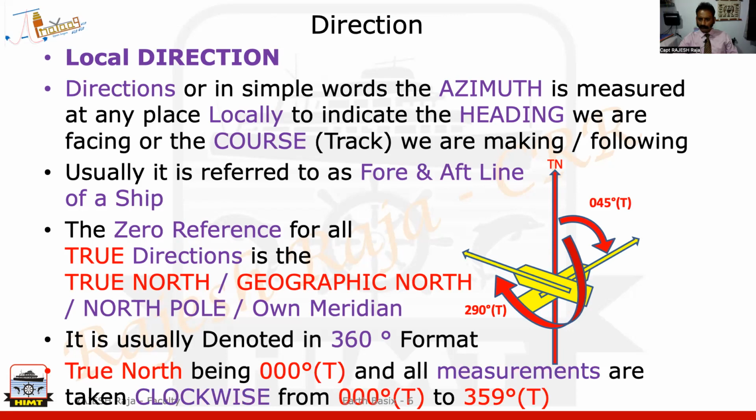So true north being 000 degrees true, and all measurements are taken clockwise from 0 to 359. So 360 is again your 0.